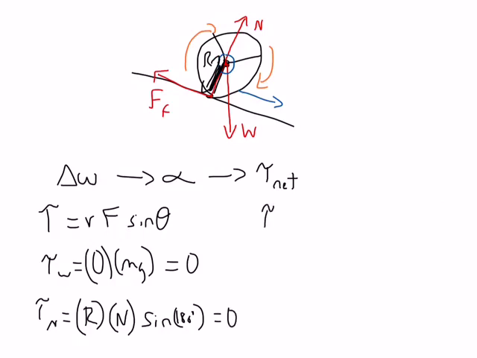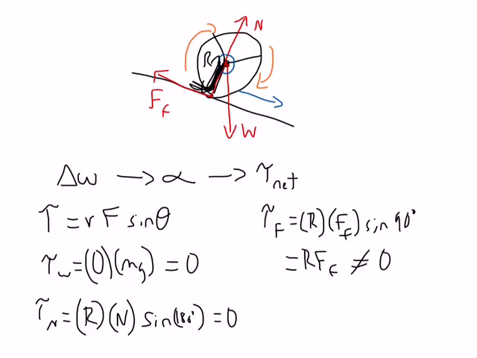So finally, we come to friction. The torque due to friction, once again, is the center to edge distance, the radius, times the force, and now we see that friction acts at a 90-degree angle, right? That sort of shape. So this is R times F_f, right? Because sine of 90 degrees is 1. And that is not 0.